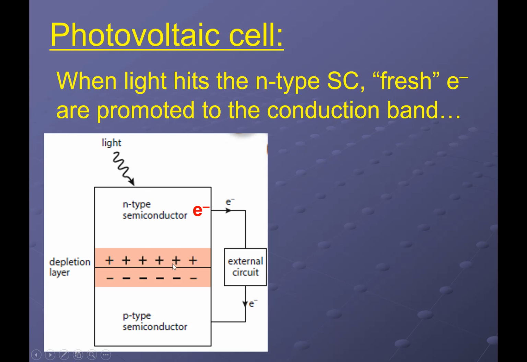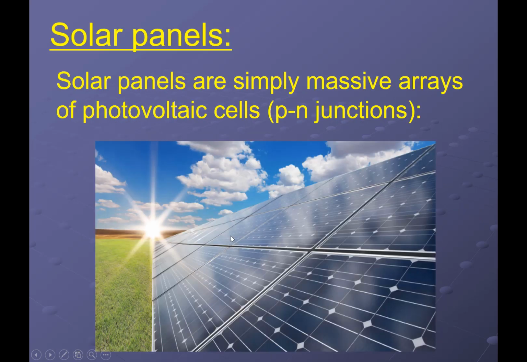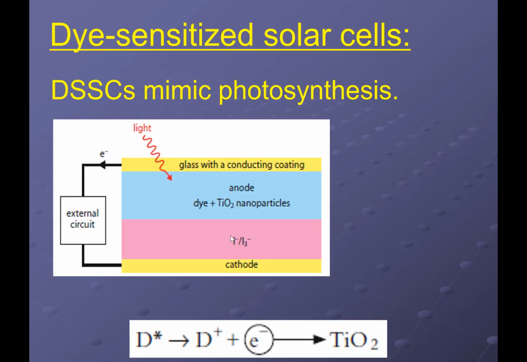Because the electrons don't naturally want to go through this depletion layer, we form an external circuit and allow the electrons to actually pass through the external circuit. Whenever electrons are traveling in one direction, we get a direct current, and we manage to tap off the electrical energy there. So solar panels actually maximize this sort of PN junction design, and it's just an array of these PN junctions.